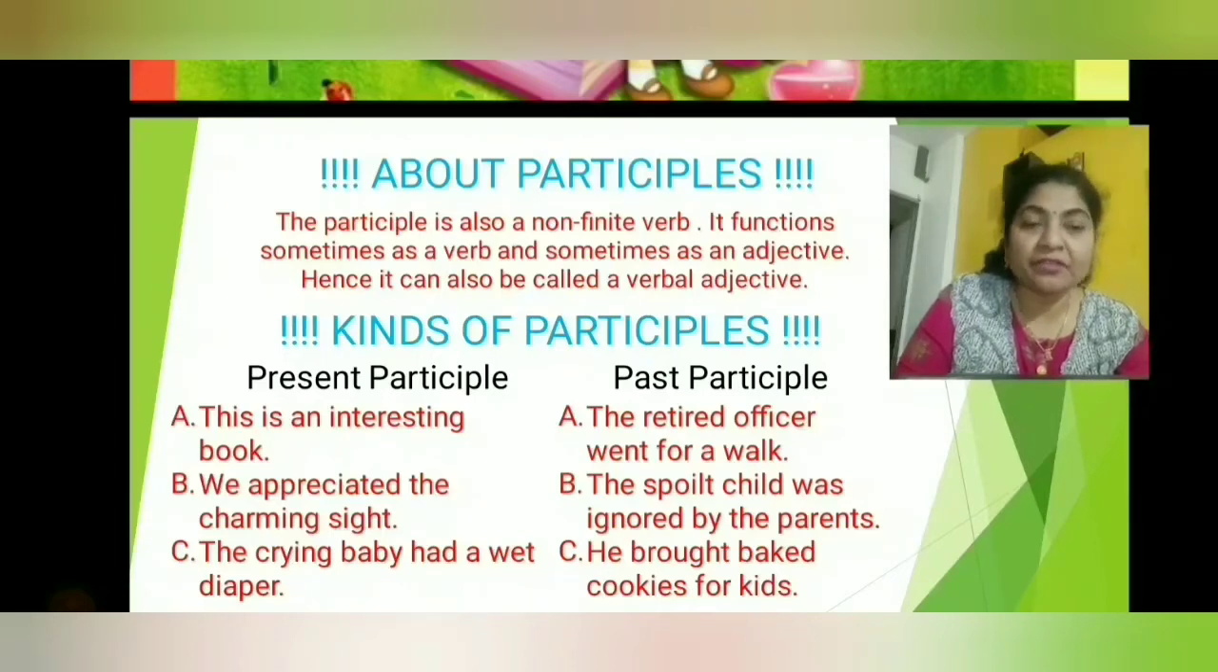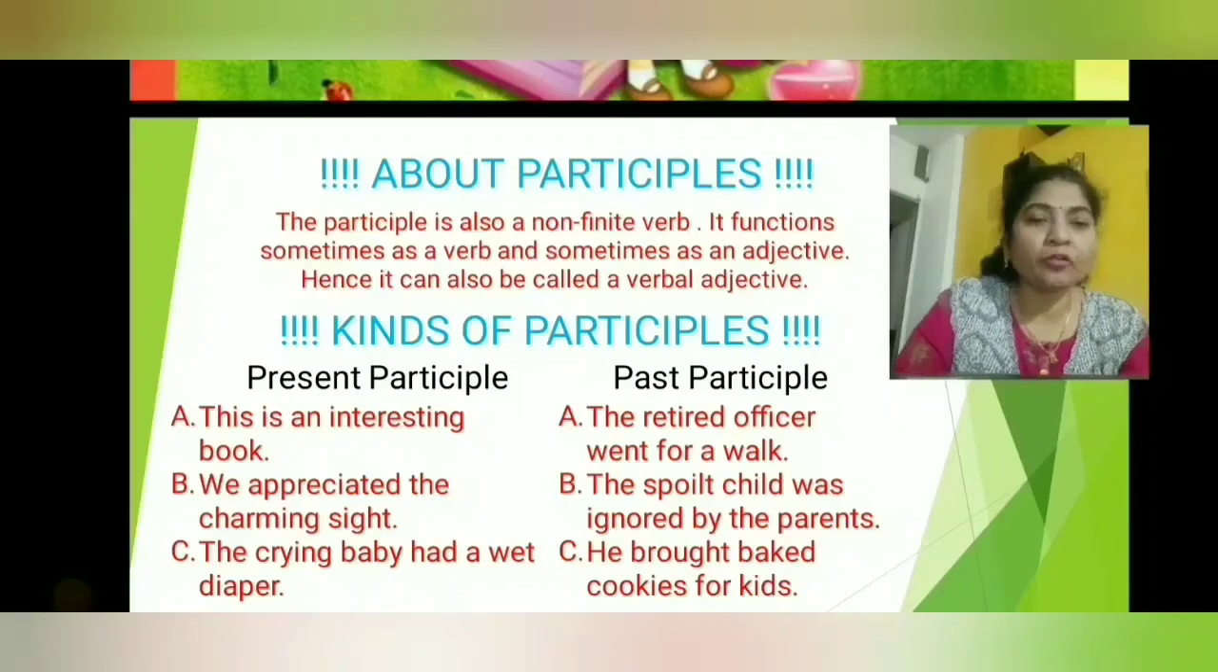Retired officer. How is the officer? Retired. So retire is a past participle, but here it is playing the role of a verbal adjective. Now, second example: the spoiled child was ignored by the parents. Spoiled child. How is the child? Spoiled. So spoiled is the third form of the verb. It is a past participle, but here it is playing the role of a verbal adjective.